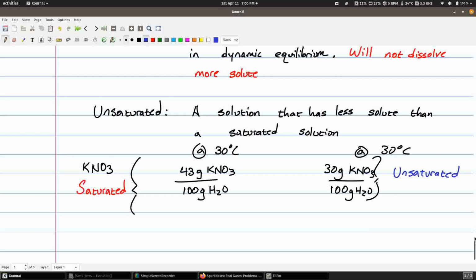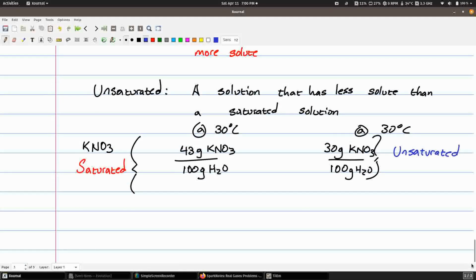So when I was talking, there was one more state, supersaturated. How does that happen? So supersaturated is interesting in that it's a solution that has more solute than its saturation point.